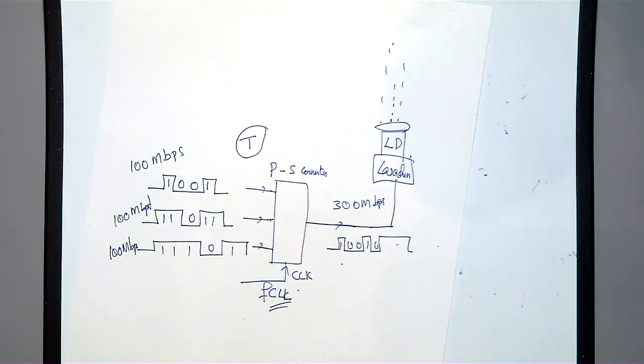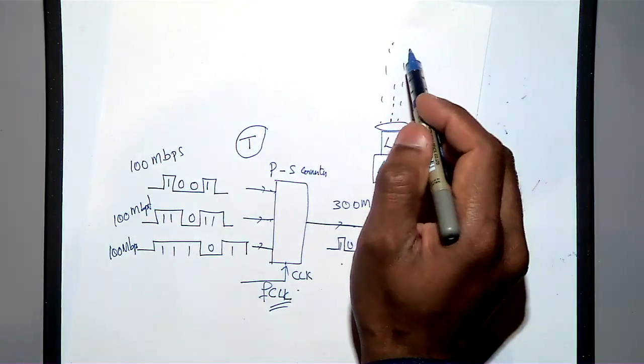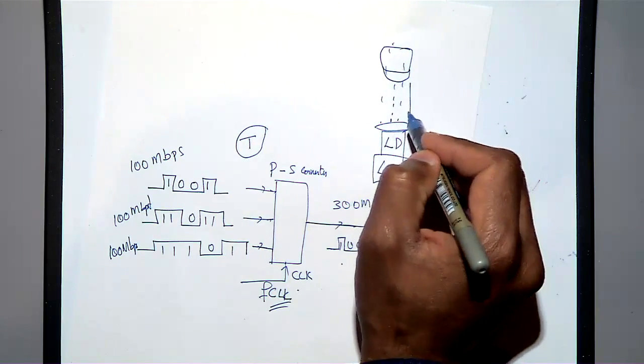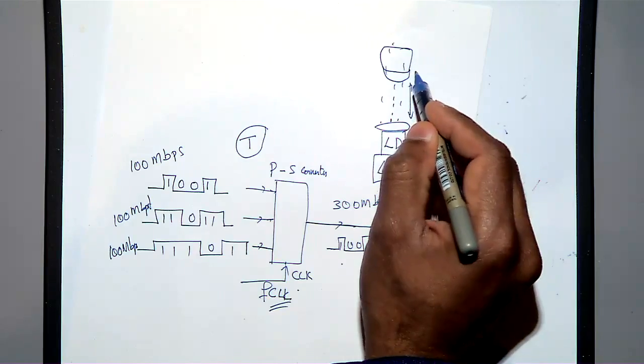Then the transmitter part is fine. So when you receive it here, you have got optics, and then this is some distance x, and then you have got a photodetector.